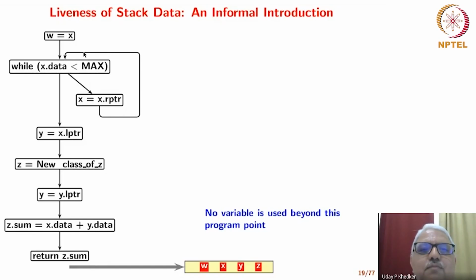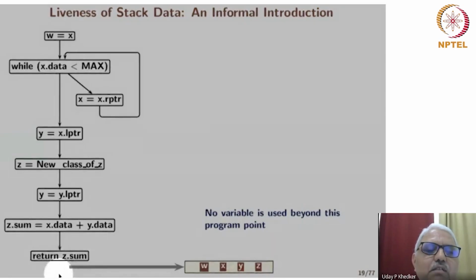So we want to perform live variables analysis. We begin by observing that at the end of the program, no variable is used beyond this program point. So we have w, x, y, and z. These are the variables. None of them is live. They are dead, so we show them in red color. And what we have to do is step over this particular assignment statement. Given the set of variables that are live here, we examine what's happening within this statement, and we then determine which variables should be live above this statement. So which variables will become live?